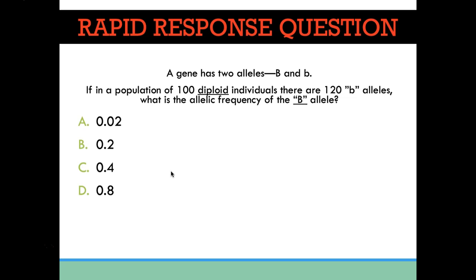So for this, you're asked to figure out the big B allele. You're given that there are 120 little b alleles. And since there are 100 diploid individuals, that means there's a total of 200 alleles in the gene pool. So if 120 are little b, that means the other 80 must be big B. So the allelic frequency for big B is 80 divided by 200, or 0.4.